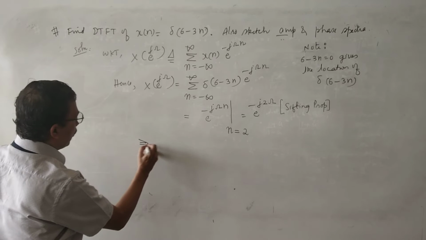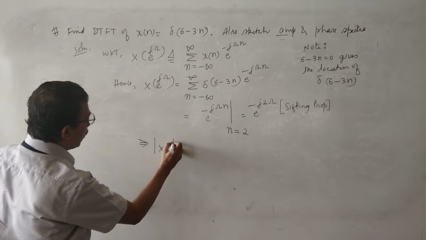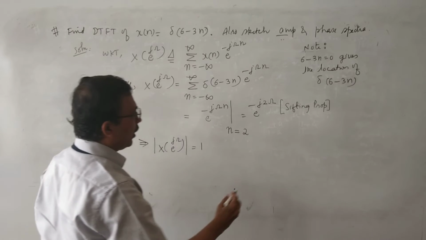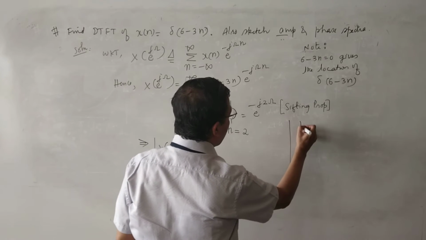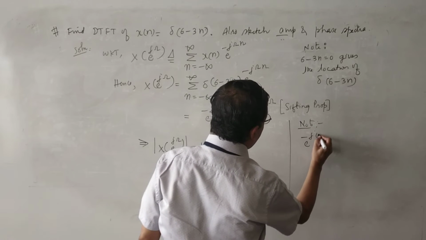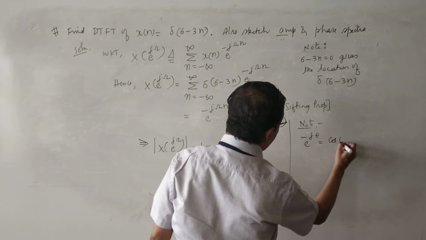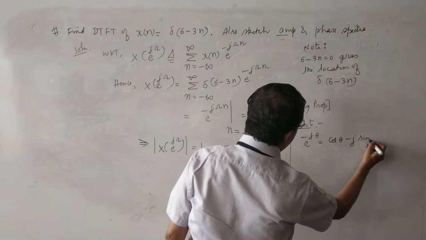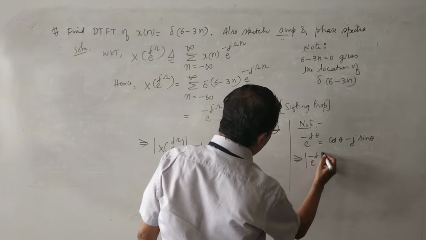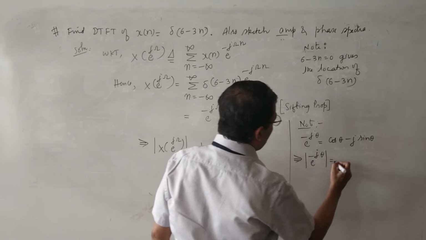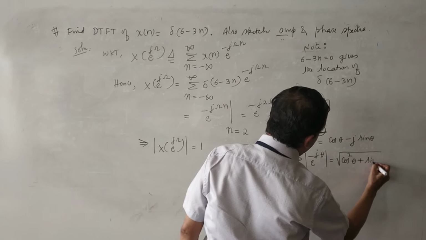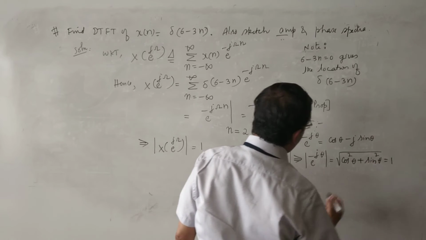So this implies, what is the magnitude of X of e power j omega? Magnitude of this exponential is 1. Again, I want to note: what is e power minus j theta? E power minus j theta is cos theta minus j sin theta. This implies what is the magnitude of e power minus j theta? Nothing but square root of real part square plus imaginary part square, which gives us 1.